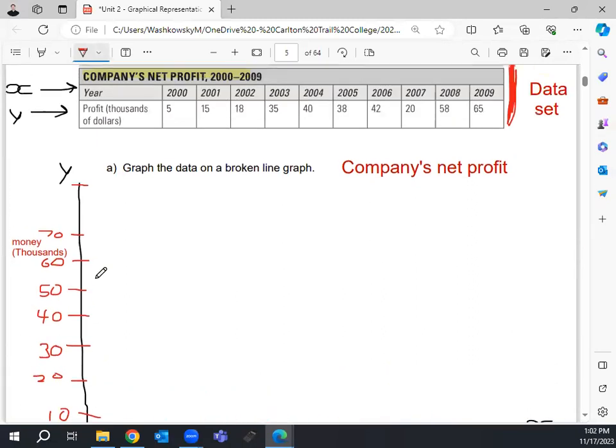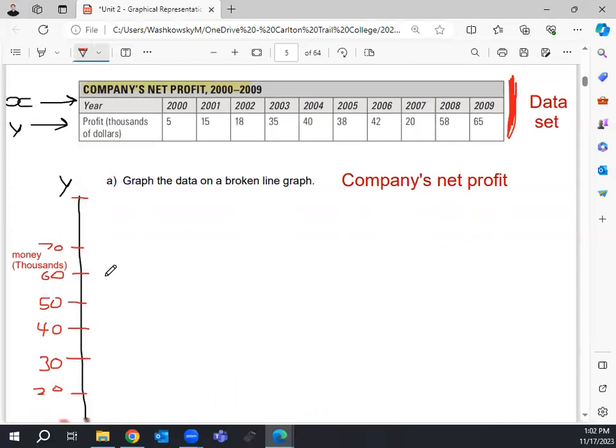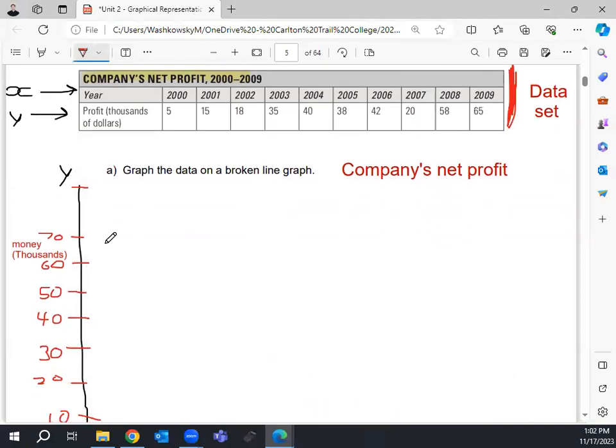How do I graph it? What do I actually do? What's the process? Well, I have to put the lines between the points. So what I need to do is put the points and then draw the lines.